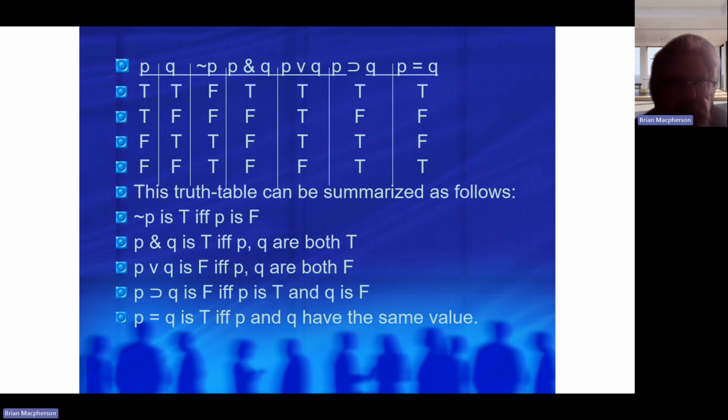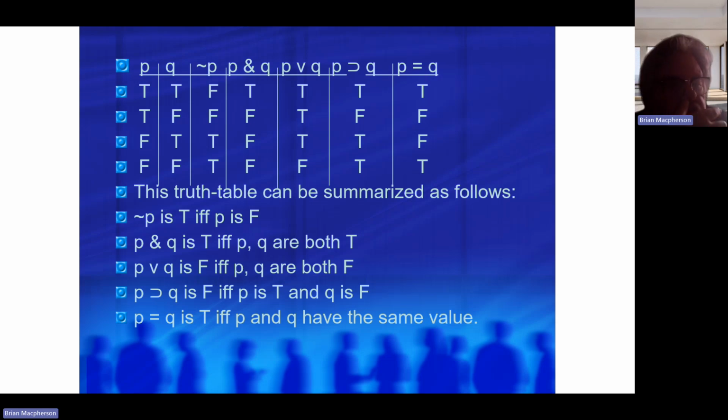And finally, for P if and only if Q, if P and Q have the same truth values, it's true. So look at the first row and the fourth row. P if and only if Q is true when both have the same truth values, either when both are true or both are false. If they differ in truth values, then P if and only if Q will be false. And so this table gives you the complete semantics for the connectives of propositional logic.